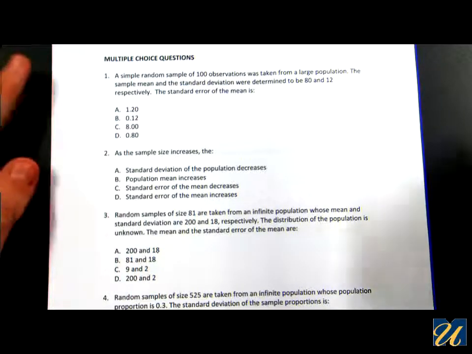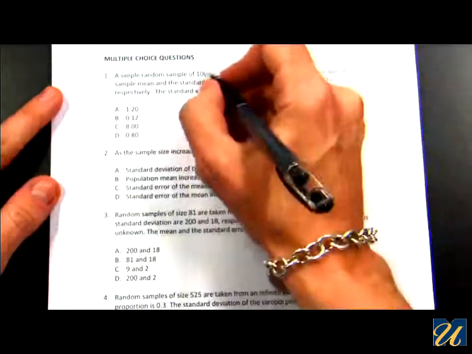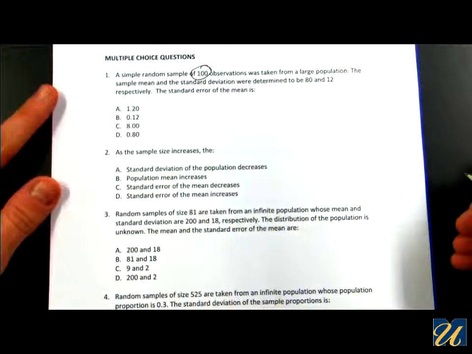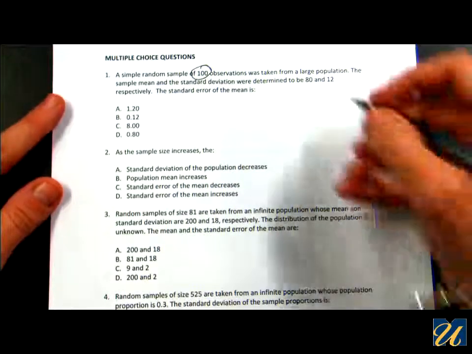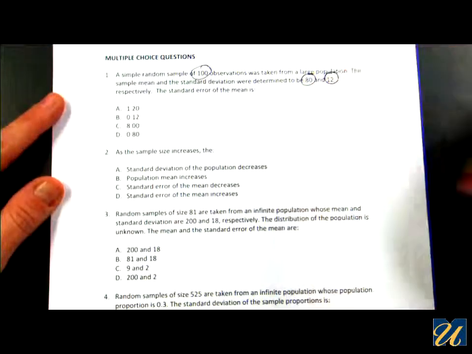Let's take a look at the exercises for chapter 7. For the multiple choice questions, a simple random sample of 100 observations was taken from a large population. The sample mean and the standard deviation were determined to be 80 and 12 respectively.